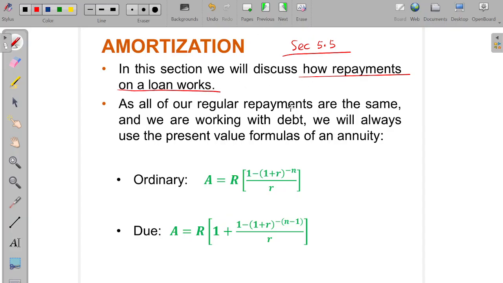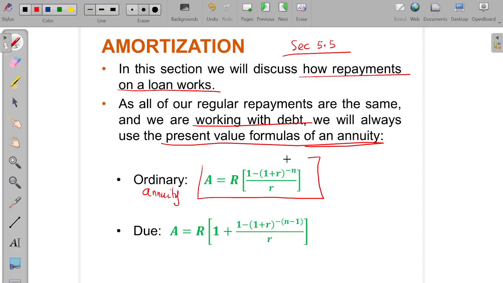All of our regular repayments are the same, and we are working with debt, so we always use the present value formula of the annuities. Recall from the previous videos; if you have not watched that video, you need to watch it. We have what we call the ordinary annuity, which is this formula.